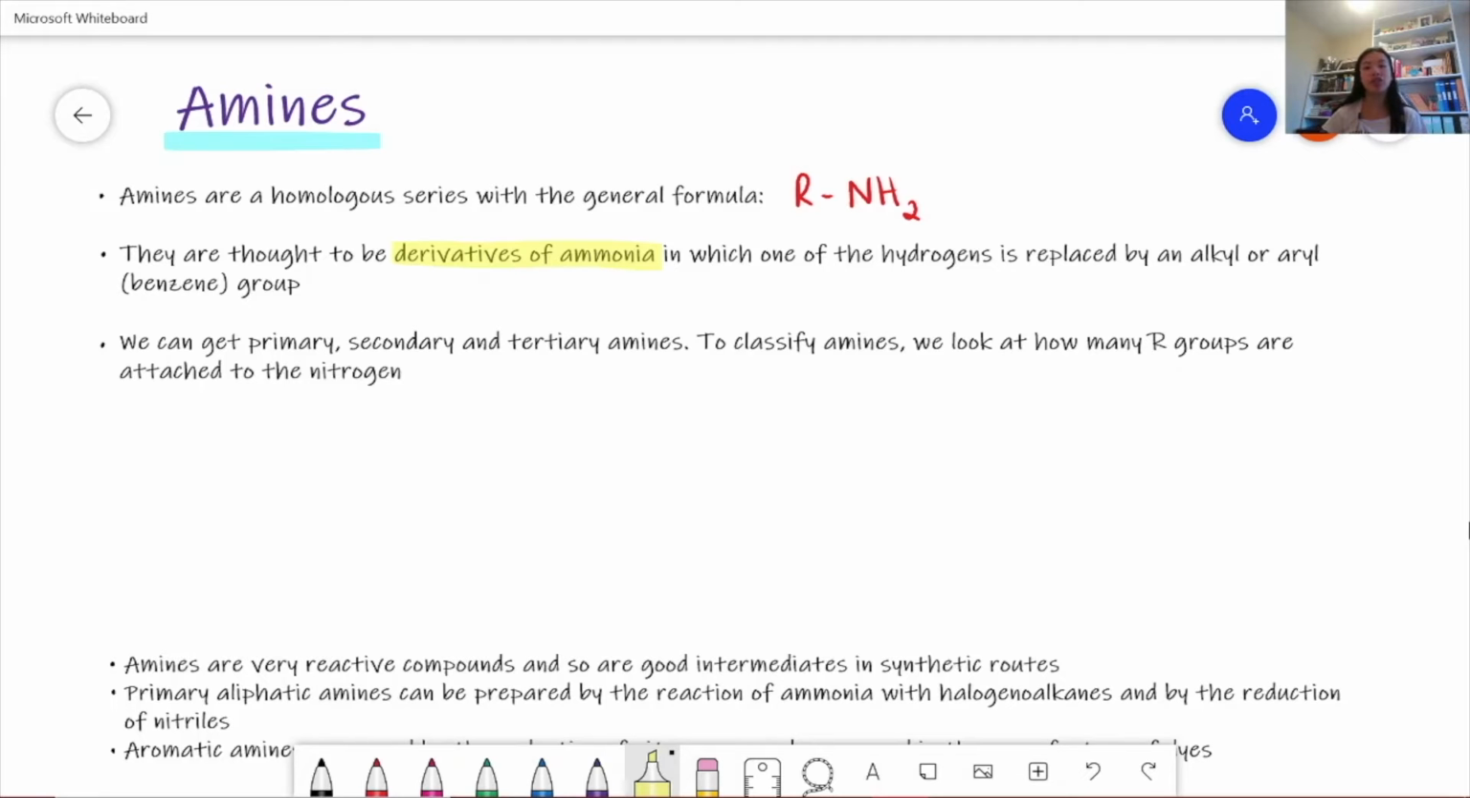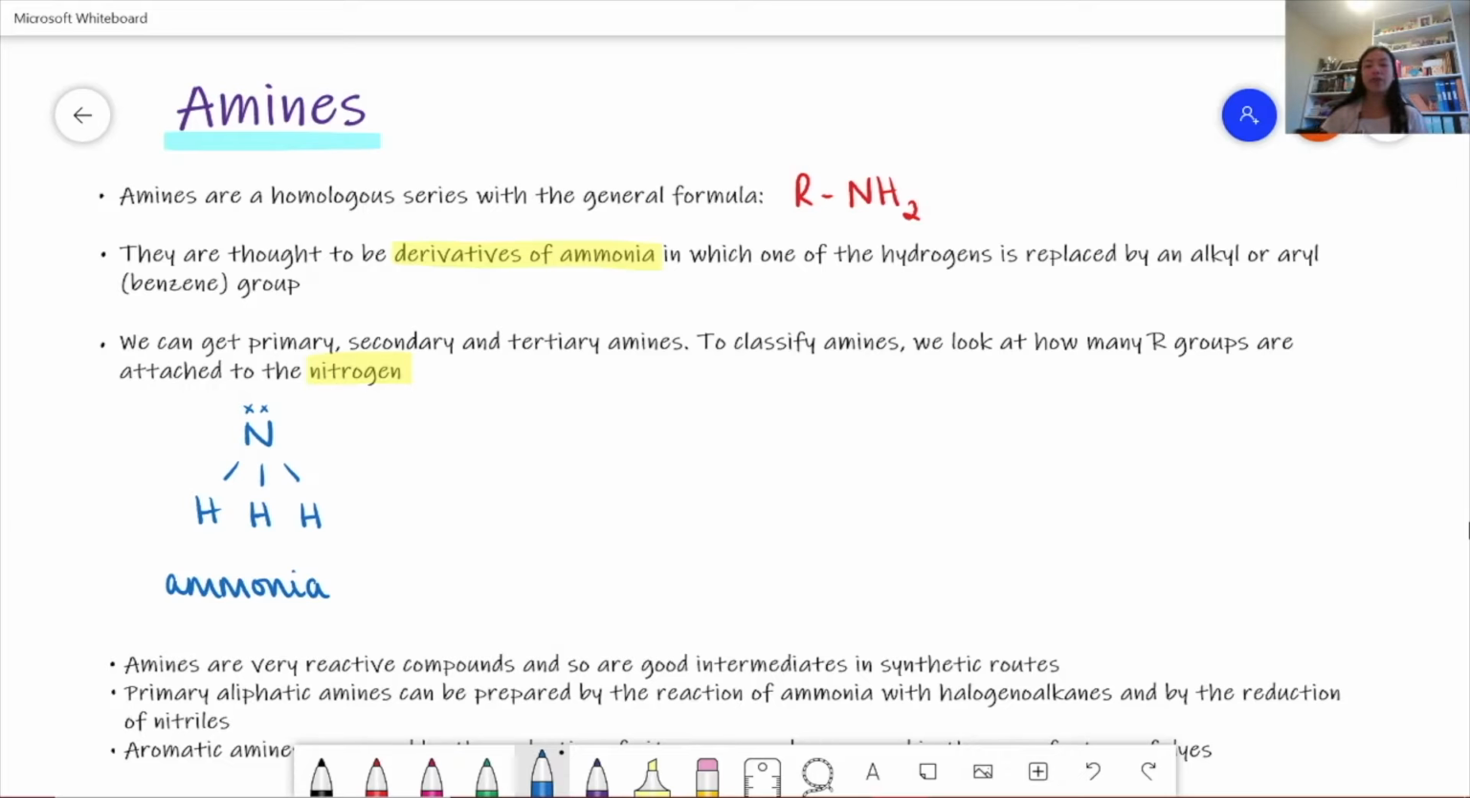So it's very similar to when we looked at primary, secondary, and tertiary alcohols. And to classify amines, we look at how many R groups are attached to the nitrogen. So first we have ammonia. So ammonia is NH3. So we have nitrogen with 3 hydrogens attached, and there's also 1 lone pair of electrons on the nitrogen. And so this is ammonia.